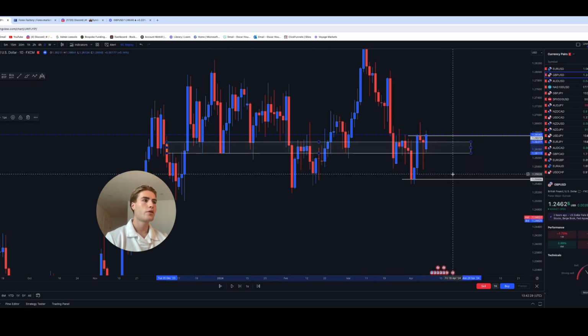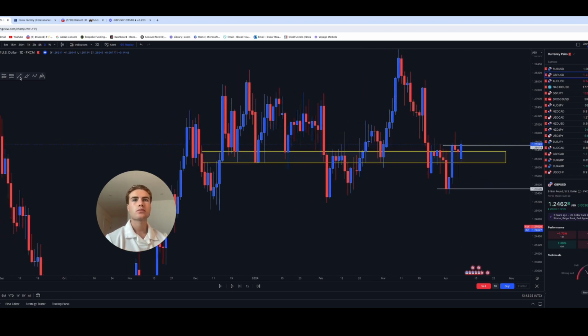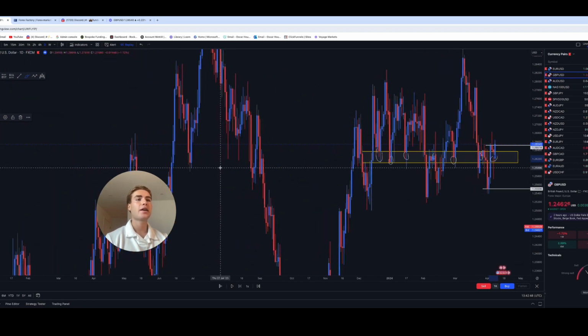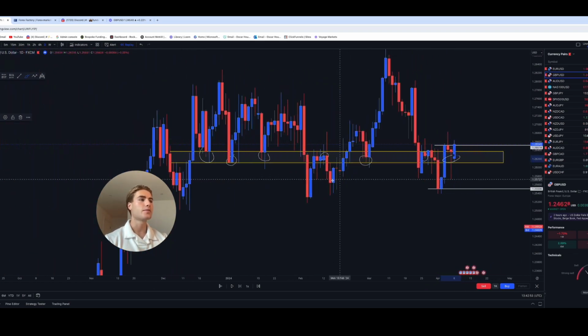So around the bodies of the candles, as you can see here. And you want a minimum of 3 taps in this zone. From what we can see, we've got 1 tap, 2 tap, 3 tap, 4 tap, 5 tap, 6 taps, and now we've got the 7th tap. This is a very, very strong area of interest. And I'm sure if you went back in the markets 10 years, it would still be respected.